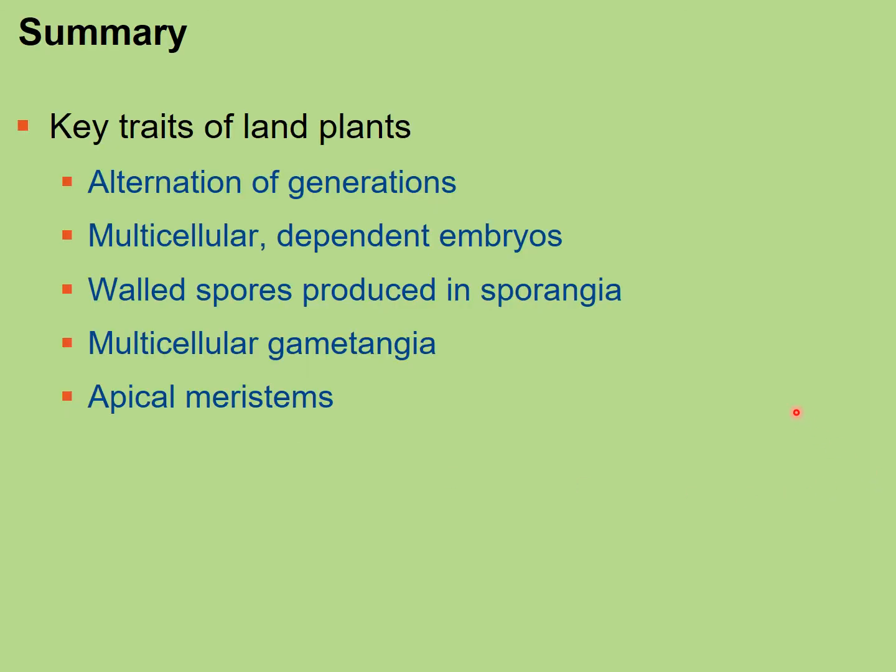So this is really a summary. These are the 5 key traits of land plants: alternation of generations. Remember the multicellular dependent embryos. That's why they're called embryophytes. The walled spores produced in the sporangia. So remember how we have the sporangia that produce the spores. We have the gametangia that produce the gametes, and then the apical meristems. And then there are some other key traits, right? So remember the cuticle, the stomata. And then some plants are in a symbiotic relationship with fungi, and these are called mycorrhizae.